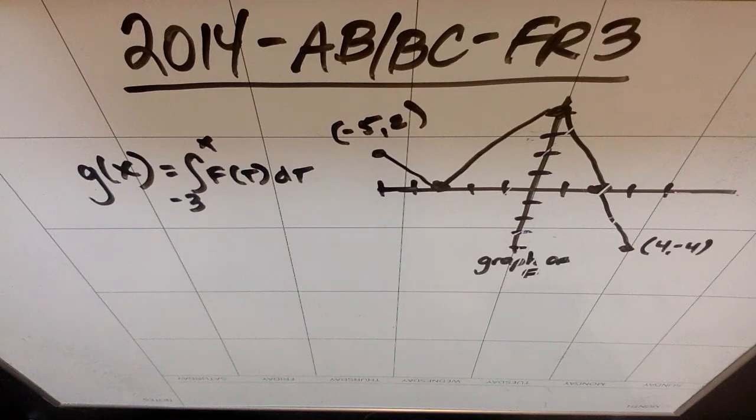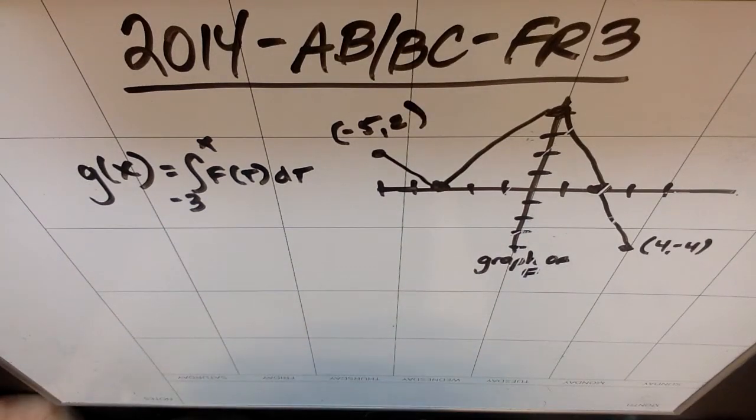Second AP review. This is 2014 AB BC free response 3. The function f is defined in the closed interval from -4 to 5. The graph of f consists of 3 line segments shown in this diagram, but better on the real AP diagram. Let g be the function defined by g of x is the integral from -3 to x of f of t dt. All right, part A, find g of 3.